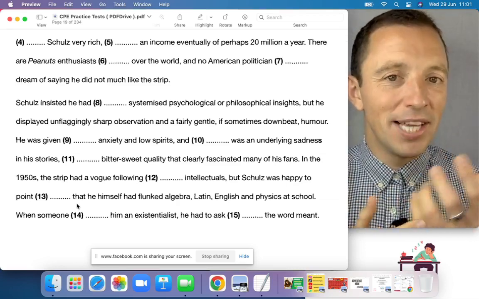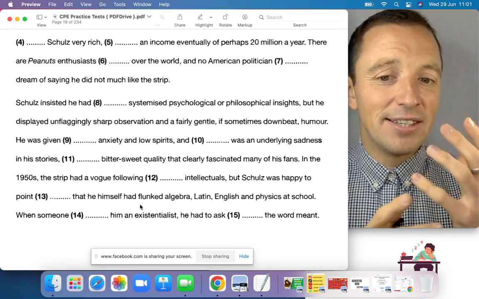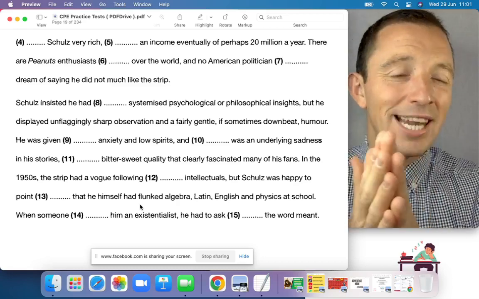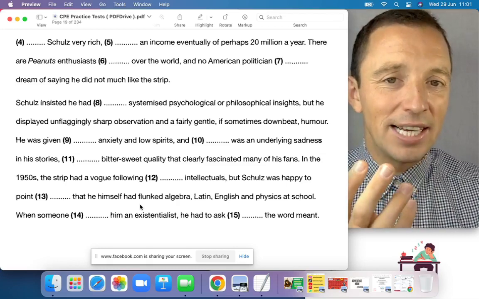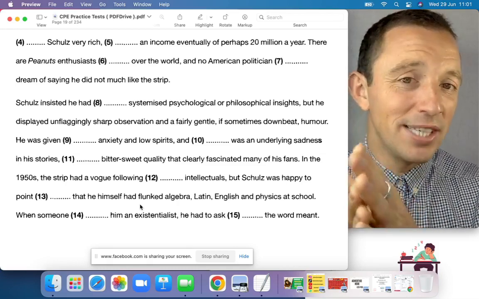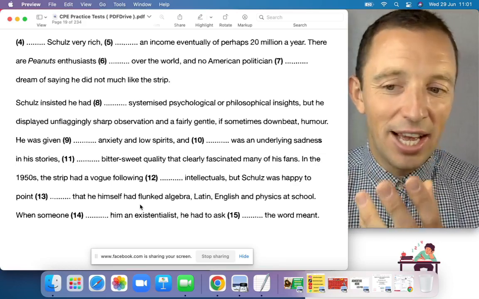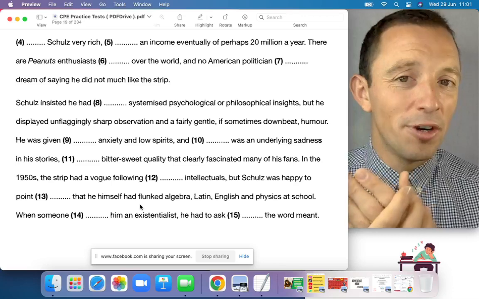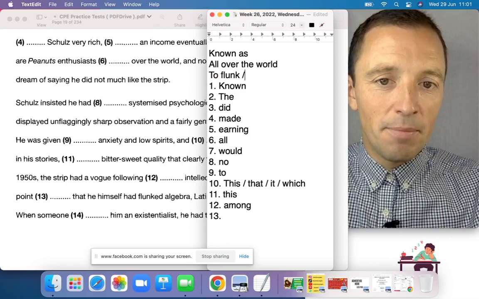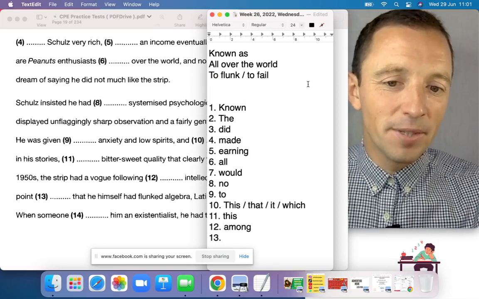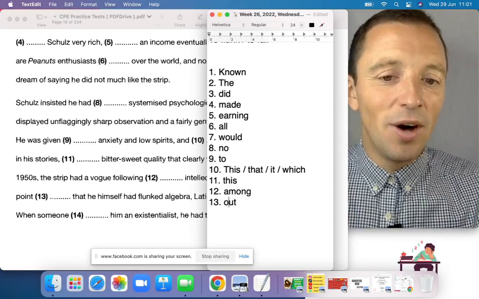So he was happy to point out, to identify that he himself had flunked. That's a difficult word, and it's very important. To flunk an exam, to flunk a subject, means to fail. To fail an exam, to fail a project, to fail algebra. So in this case, he failed algebra in school, he failed Latin, he failed English and physics. He completely failed, to flunk. Very, very good vocabulary. The verb to flunk means to fail an exam. Okay, so number 13 is point out, to indicate, to highlight, to say.